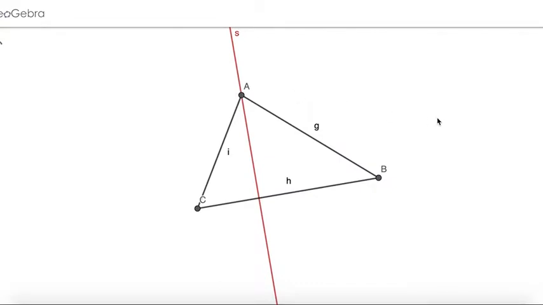To find the Euler line, we'll need to learn what the centroid, circumcenter, and orthocenter are. But the very first thing that we need to do is learn what an altitude is. An altitude is defined as a line segment that intersects a side perpendicularly and the opposite vertex.